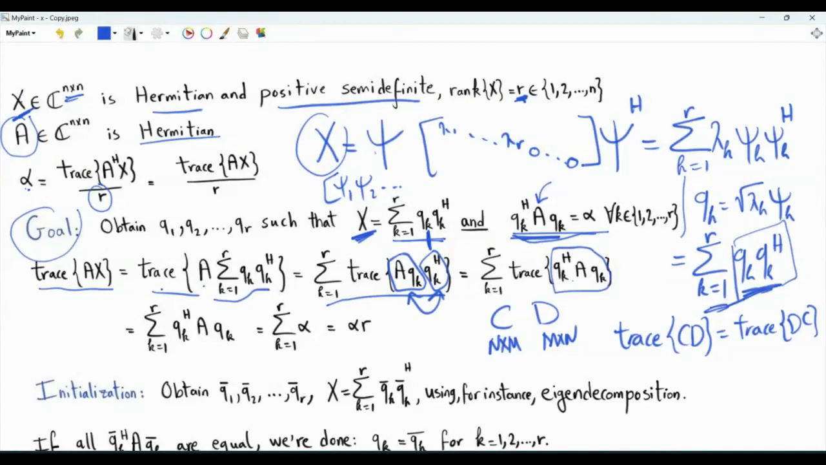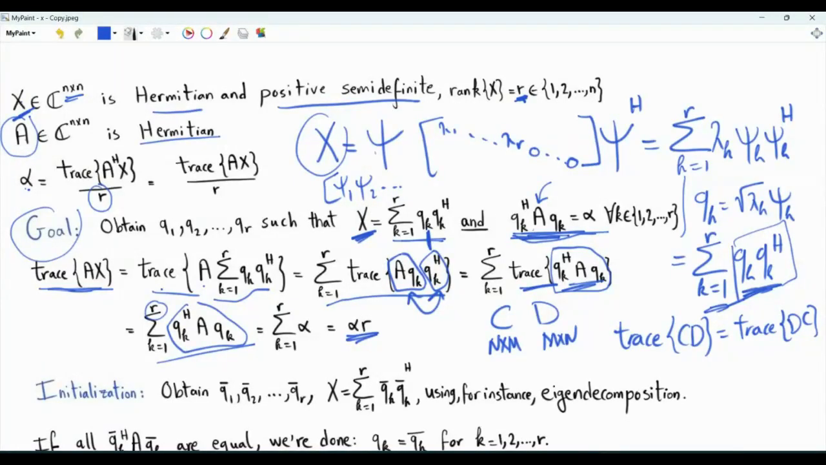Now this is a quadratic form. It is a scalar or a 1 by 1 matrix, so the trace of this is just qk Hermitian A qk. And if we want each of those terms to be equal to alpha, then this is alpha added to itself R times. That is, this summation here is alpha R. So given X and given A, we have their inner product. We want the inner product to be the sum of R terms. Each one of those terms is exactly equal to alpha. How can we decompose X obeying those constraints?